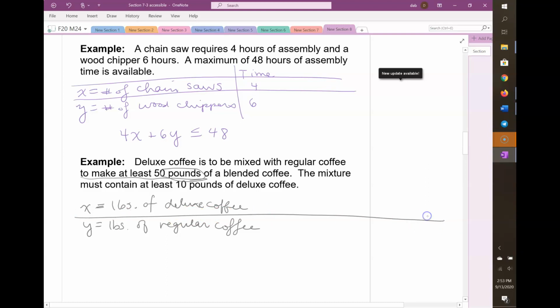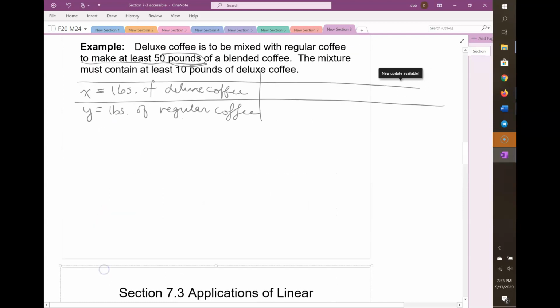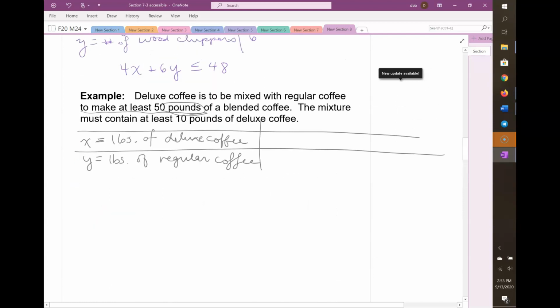And again, I'm going to make a chart. But this is going to be a little different because we need them to make at least 50. So that's kind of a whole different thing. At least 50 total, the blended coffee. So X plus Y is the amount of blended coffee. Needs to be at least 50. So it needs to be 50 or more.